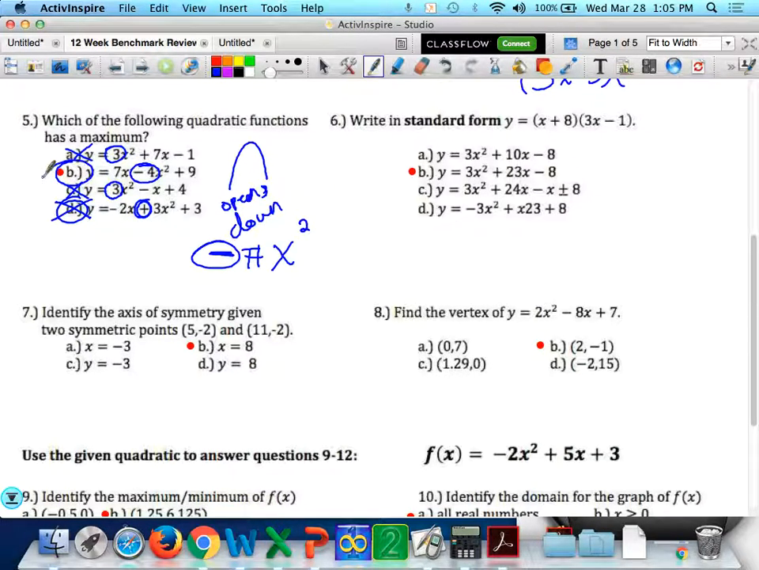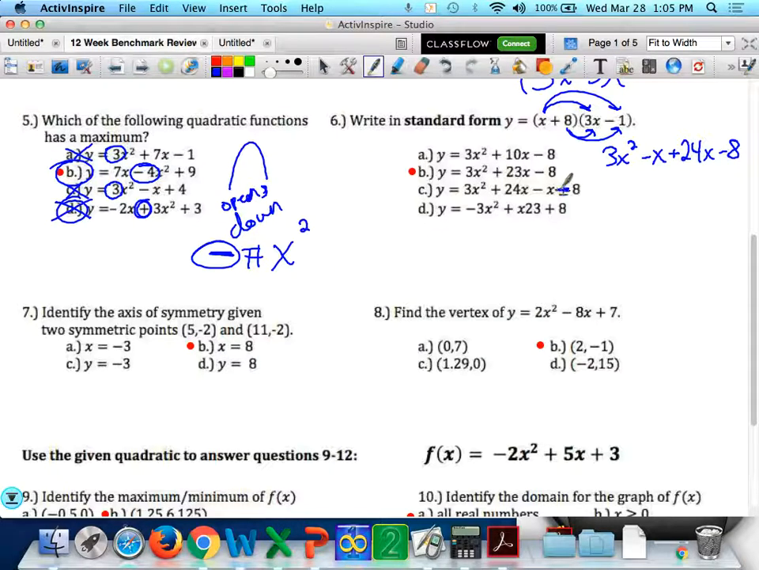Number 6 says write in standard form. Standard form just means I've got to, and there's a little typo right here. Don't worry about that. Obviously, it's not the right answer anyways. Means I've got to distribute, double distribution, foiling, first, outside, inside, last. First numbers times each other is 3x squared. Outside numbers is negative x. Inside numbers is positive 24x. And last numbers is negative 8.